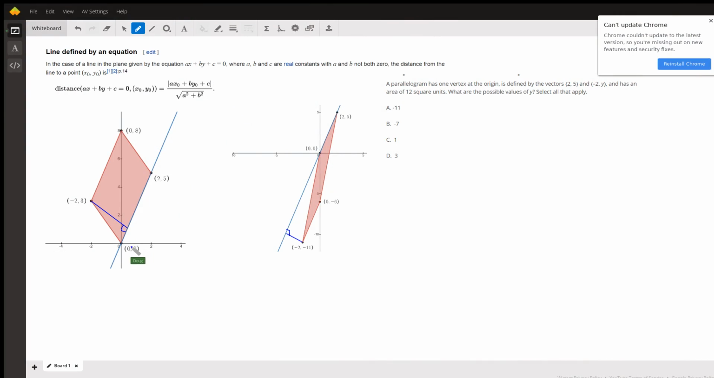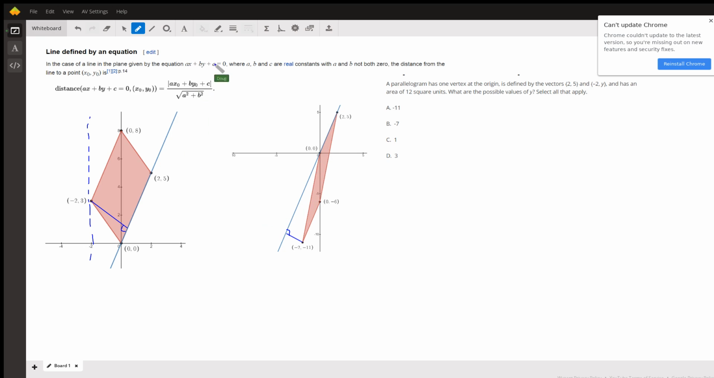Okay, we have this parallelogram with one vertex at (0, 0), another vertex at (2, 5), because that's one of the vectors it's given, and then another vector from -2. Well, we don't know what the y coordinate is, but it is sliding up and down this vertical line right here.